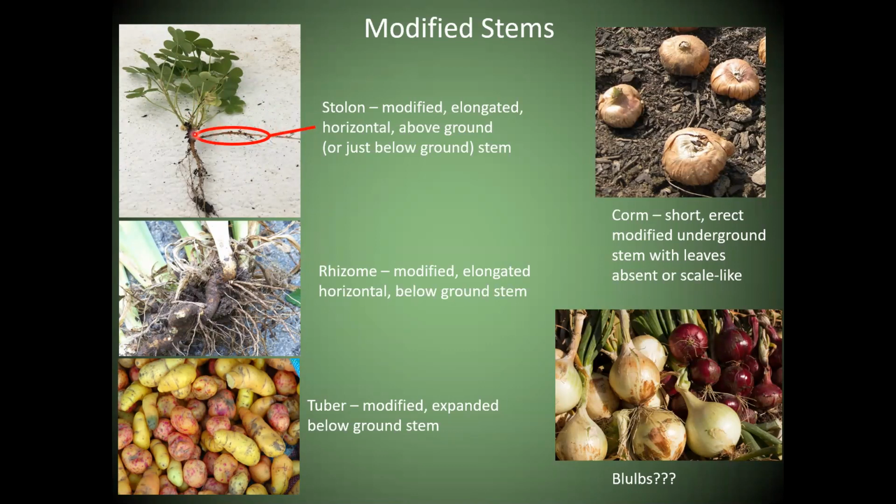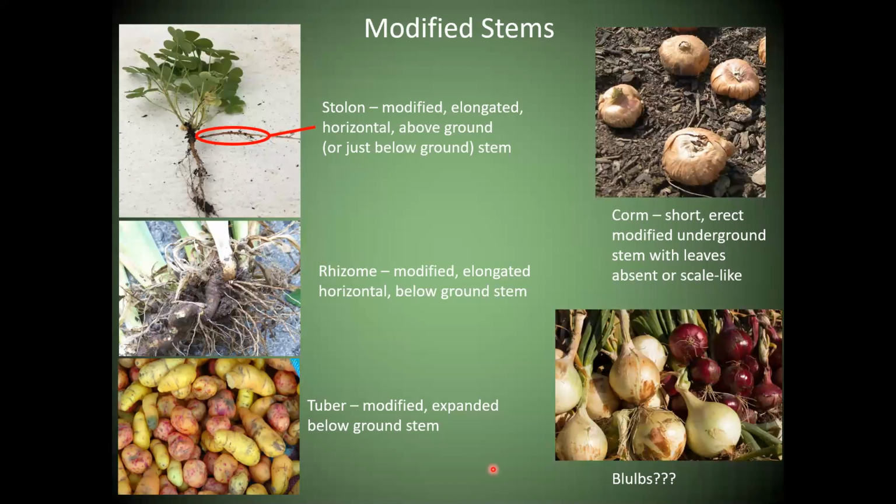Stolons are modified elongated stems that run horizontally along the ground or sometimes immediately below the ground, right? Instead of growing vertically, these stems are growing horizontally. And another type is the rhizome, right? Rhizomes are also modified, elongated, horizontally growing stems that occur below ground. Now, rhizomes are deeper in the ground than stolons.